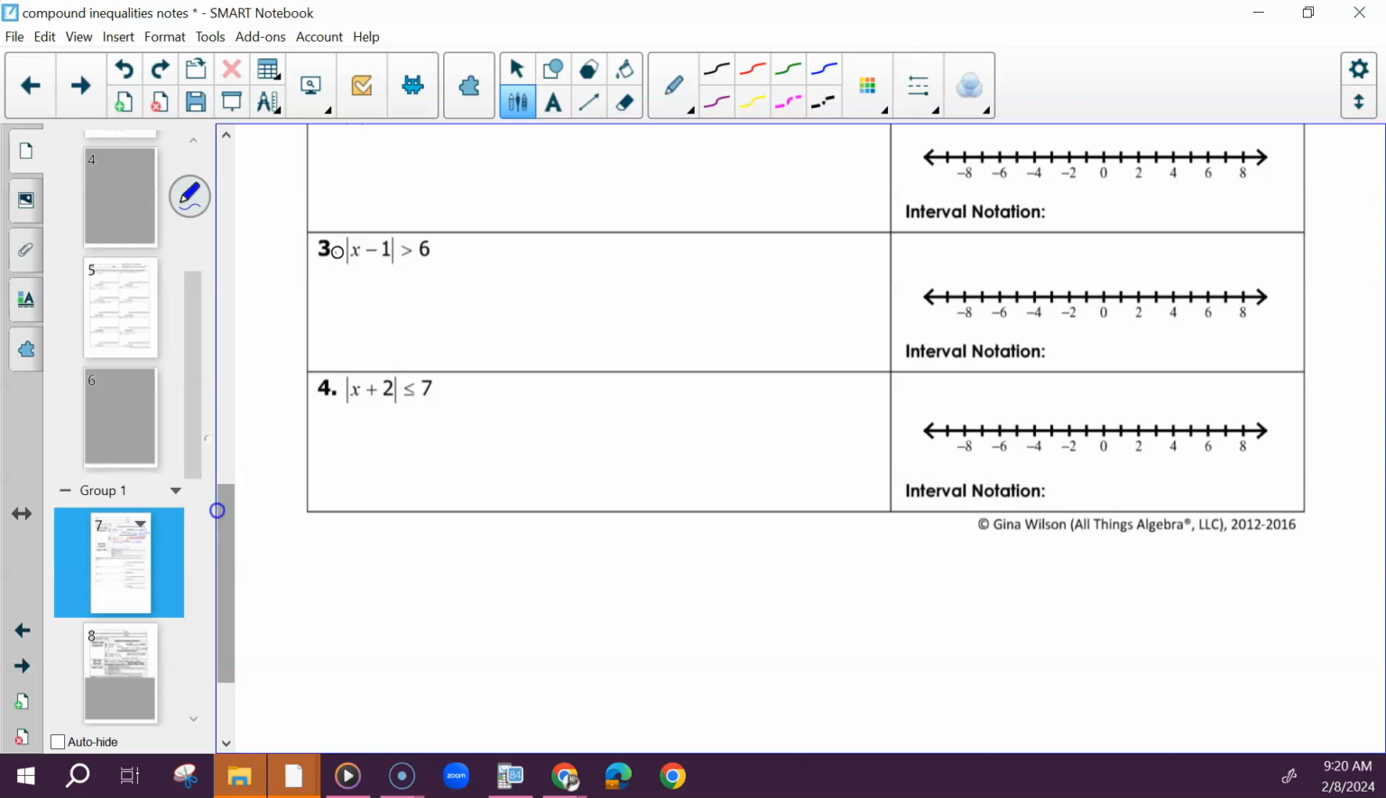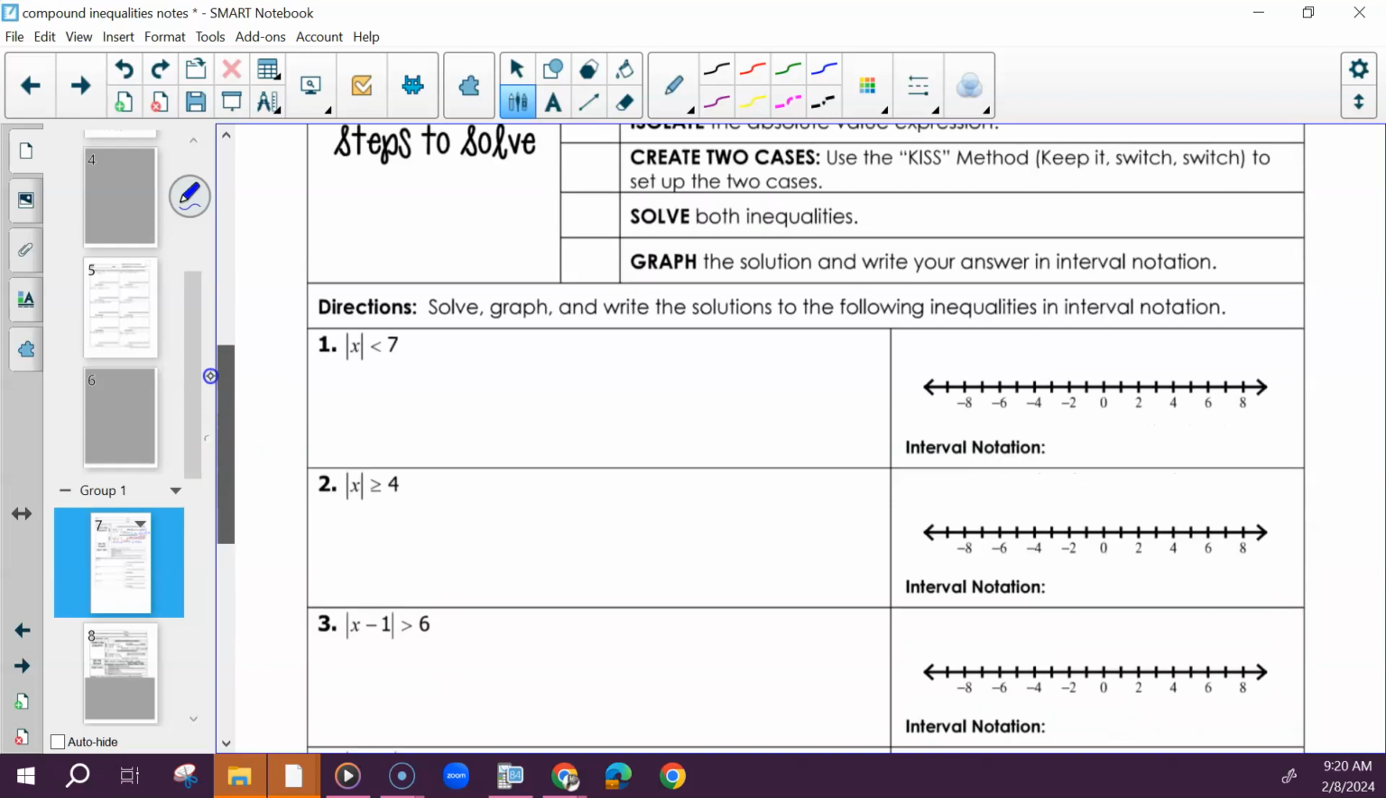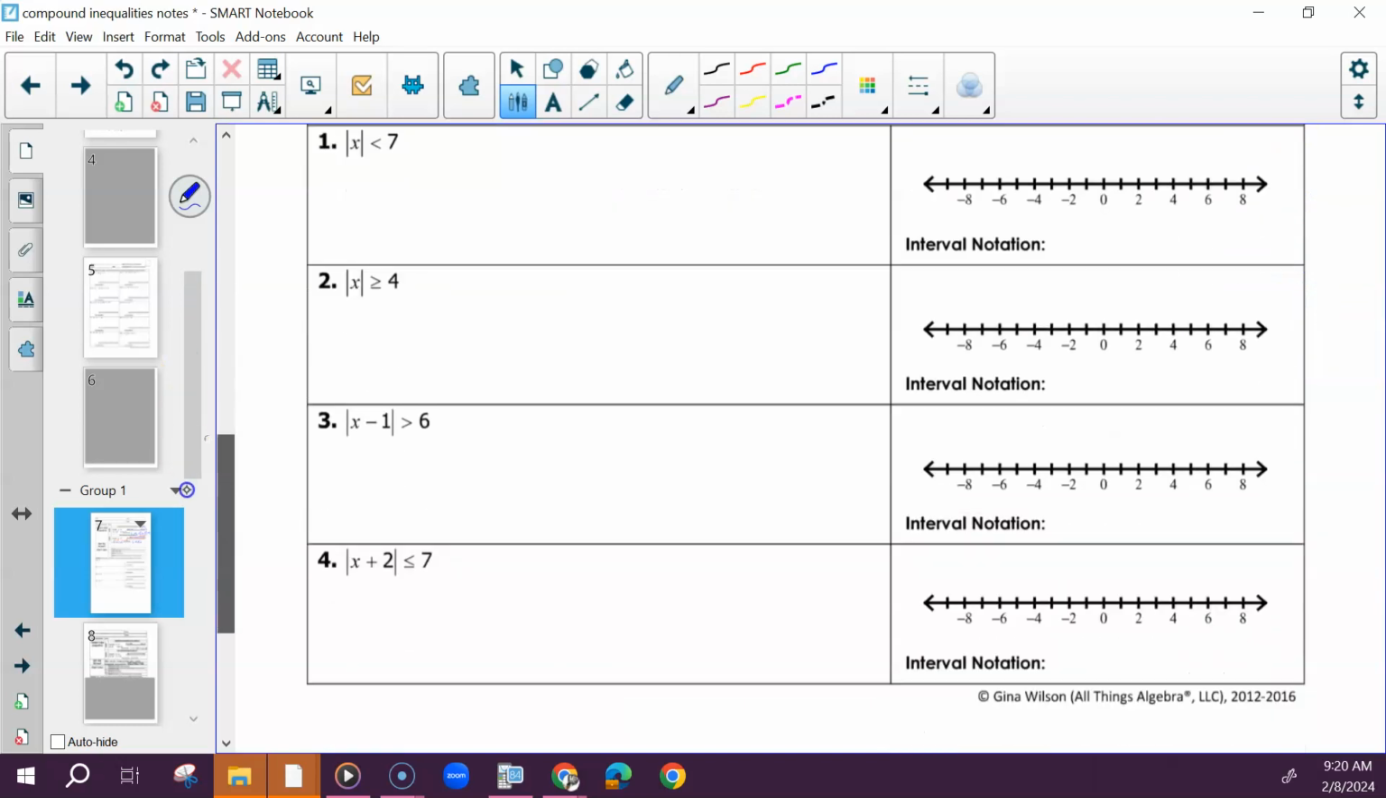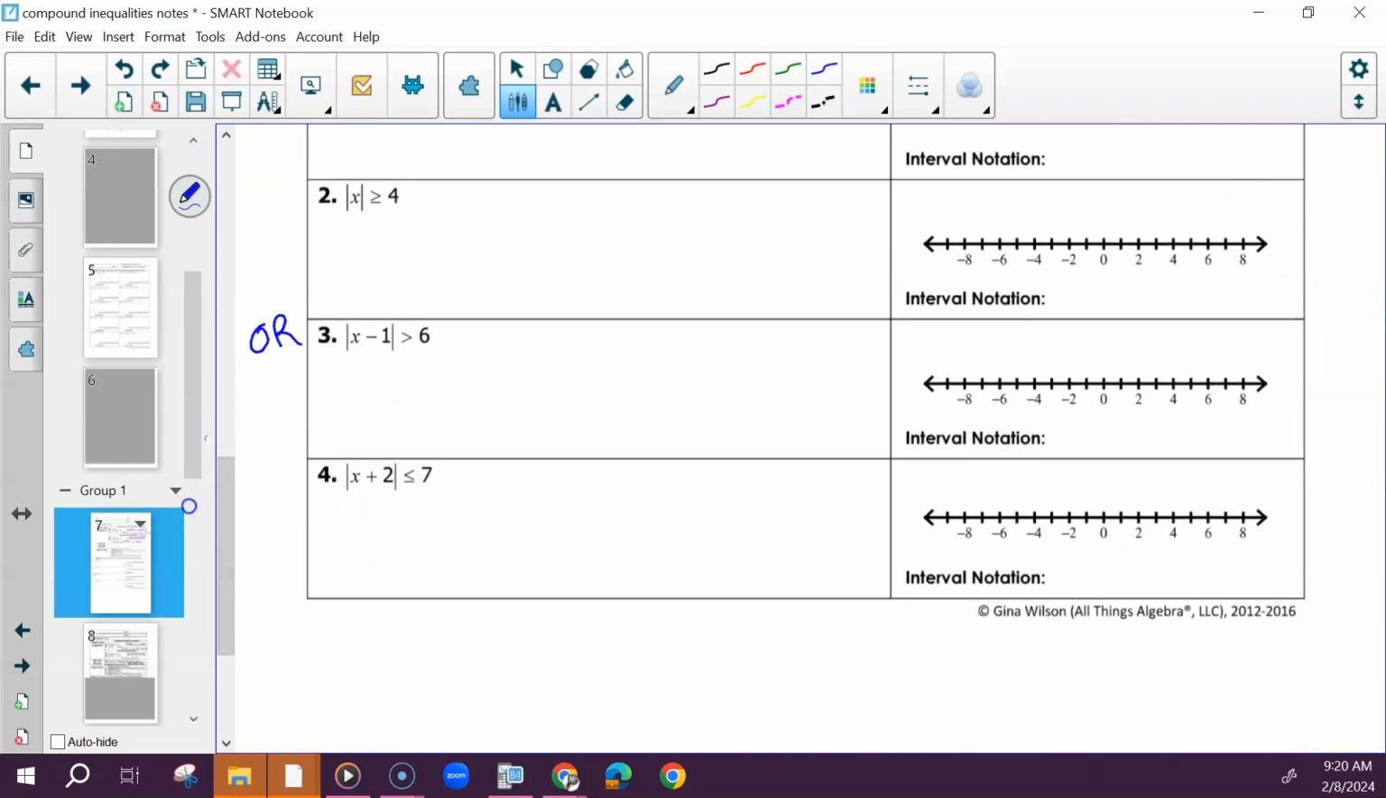So like for number 3, the absolute value bars are isolated. There's nothing outside of there. So since this is a greater than, I know that's going to be an or. So I could be keeping that in mind. Everything is going to be an or. I'm going to graph them separately. I'm going to solve them separately. So I would drop the absolute value and keep one case the same. And then change the direction of the sign and the number to a negative. And then solve both.